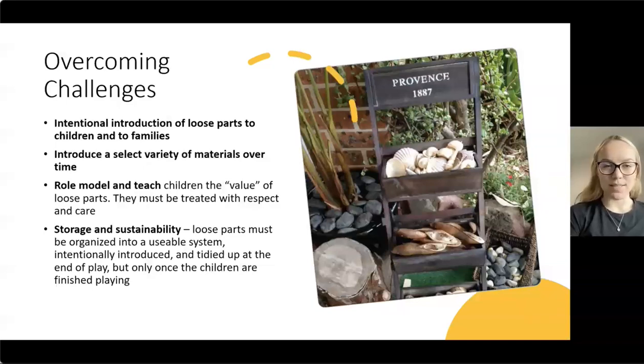We can role model and teach the children the value of loose parts. So they must be treated with respect and care. This will help with the sustainability of the loose parts.